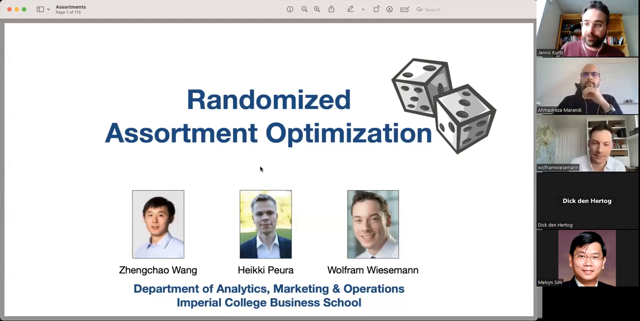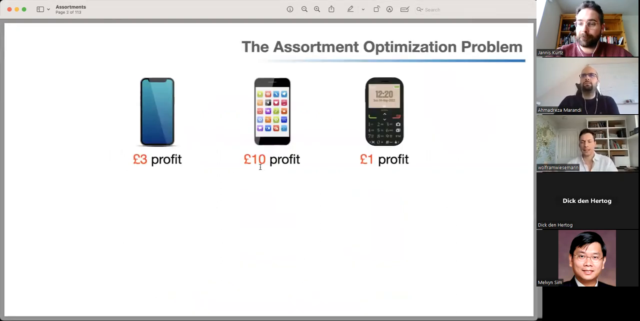So as Reza was already saying, I'm going to talk about an application of robust optimization today. It's going to be an application in assortment optimization, which is in itself an area in revenue management. And this work has been led by a PhD student, Zhengchao Wang, as well as Heike Peurer, my colleague, and me. All right, let me start with a very stylized example just to set the scene.